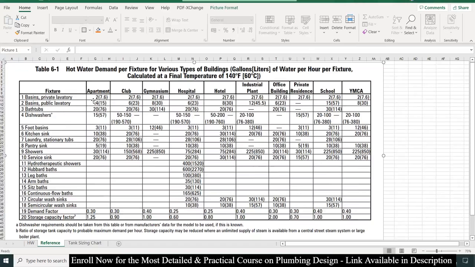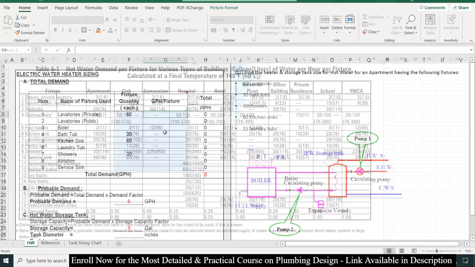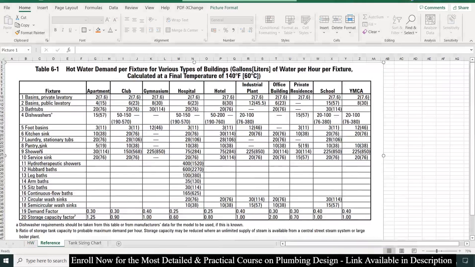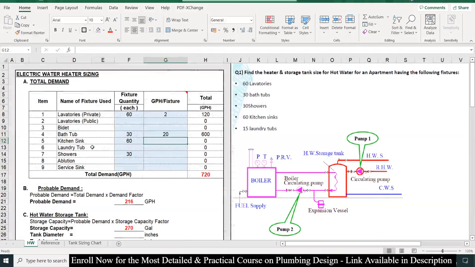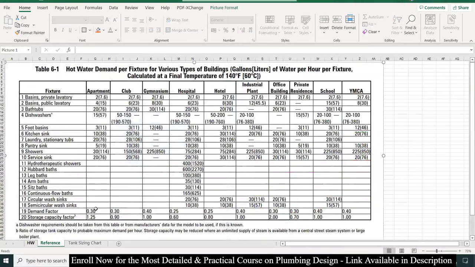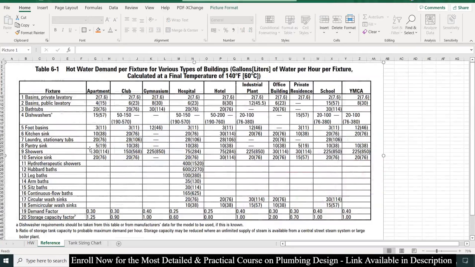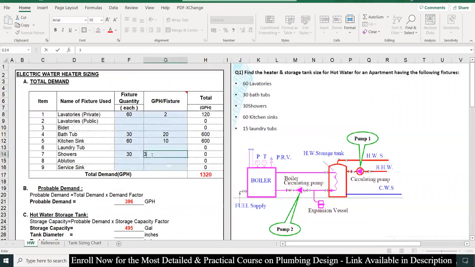For basins private, it is 2. I'll write here 2. Then for bathtub, it is 20. For kitchen sink, it is 10. And last is showers. For shower, it is 30. I'll write here 30. You get the total GPH as 2220 gallons per hour.